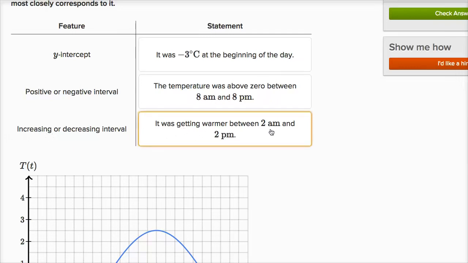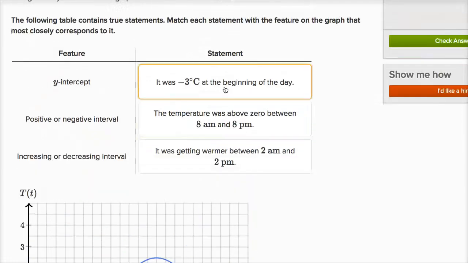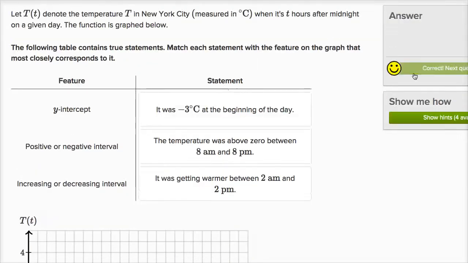It was getting warmer between 2 a.m. and 2 p.m. From here to here, between 2 a.m. and 2 p.m., we see that the function itself is increasing. That is an increasing interval. And we got it right.